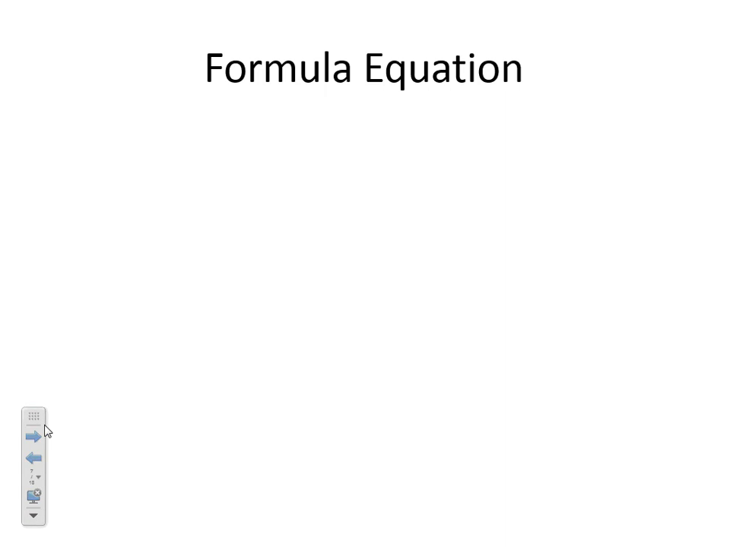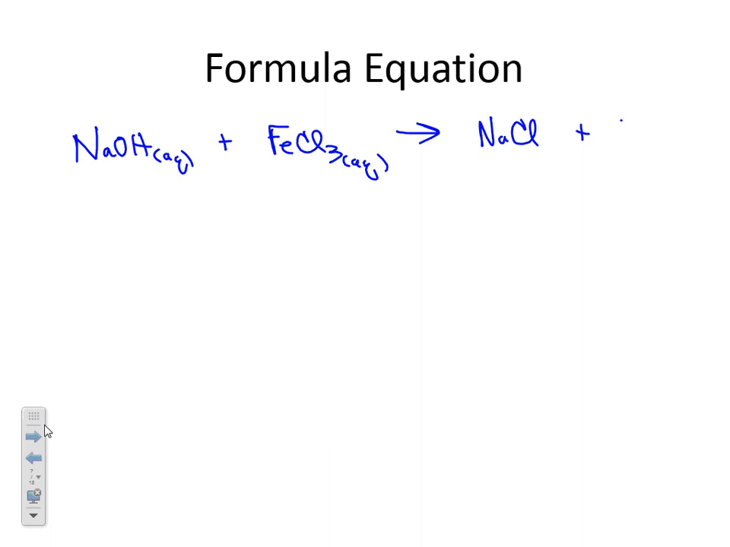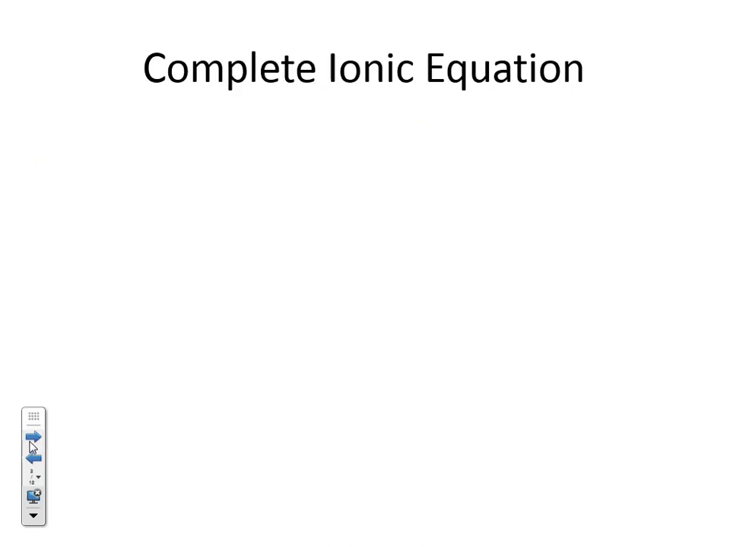So sodium hydroxide, NaOH, in solution with iron 3 chloride, FeCl3 aqueous. When you mix those two solutions, you get NaCl plus Fe(OH)3. NaCl always dissolves in water, and this does form a precipitate, which is this iron 3 hydroxide. To balance, we need a 3 in front of our sodium chloride and a 3 in front of our sodium hydroxide. So the formula equation is just your regular balanced equation.